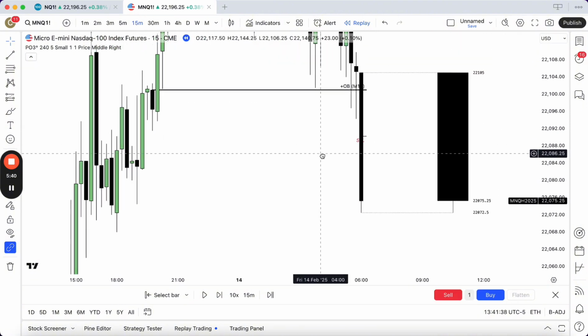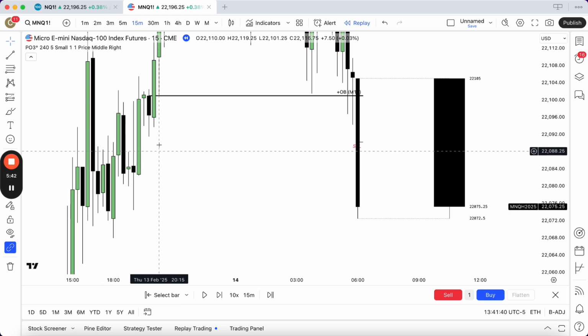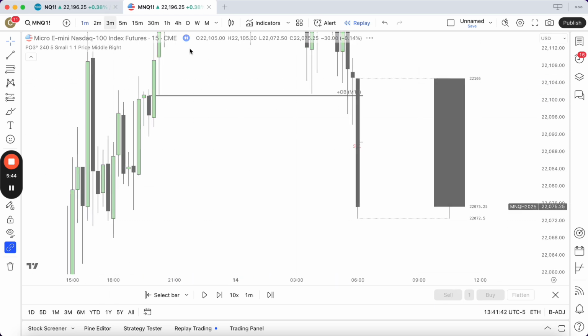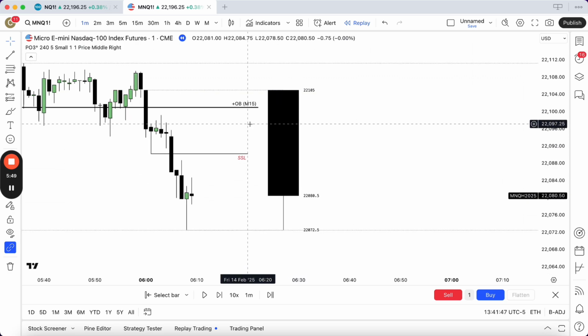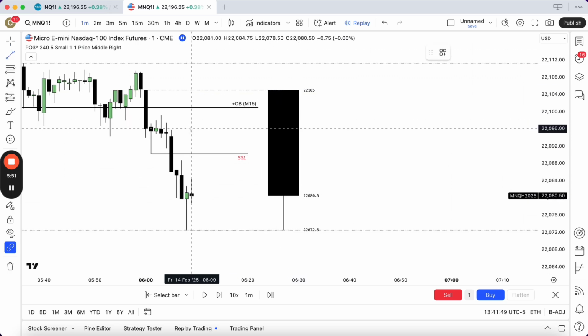We actually fell a little bit deeper into this order block. These are all order blocks, so this is fine. We're still in this PD array. So right here, as you can see, there's no top wick. So this is my change in state level, right?